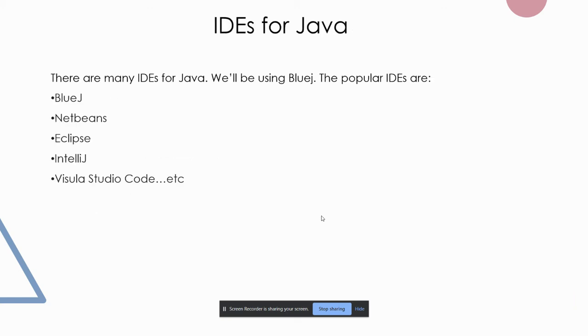Now, let's talk about IDEs for Java. Here, IDE stands for Integrated Development Environment. There are many IDEs for Java, and we will be using BlueJ. The popular IDEs are BlueJ, NetBeans, Eclipse, IntelliJ, and Visual Studio Code. There are many more, and you can choose any one from the list according to your comfort.